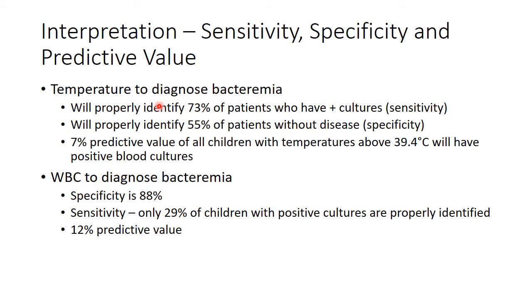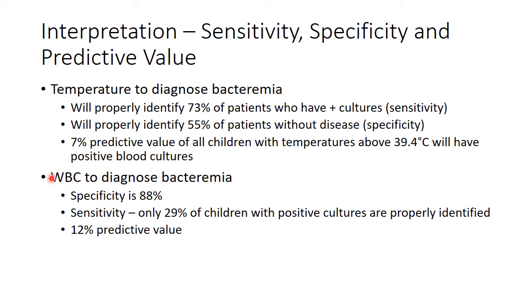So again, temperature to diagnose bacteremia will properly identify 73% of patients who have positive blood cultures. So again, sensitivity will properly identify 55% of patients without the disease. Okay, and then only 7% predictive value of all children with temperatures above 39.4 will have positive blood culture. So not super good predictive value. It's because again, patients can have a temperature greater than 39.4 for various other reasons than just having bacteremia.